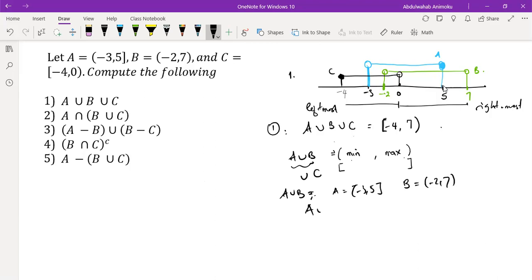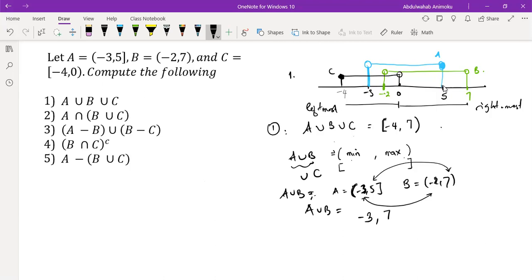So A union B would then be what? Now we take the minimum of -3 and -2. So on the left-hand side, we look at the minimum of these two. The smaller one is -3, so -3 would come here, right? And then we look at the maximum of 5 and 7. So we check 5 and 7, take the maximum of those two, and that is 7.